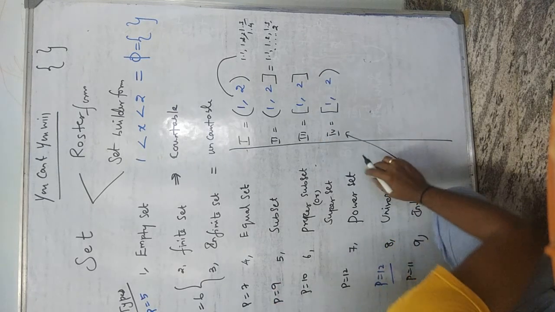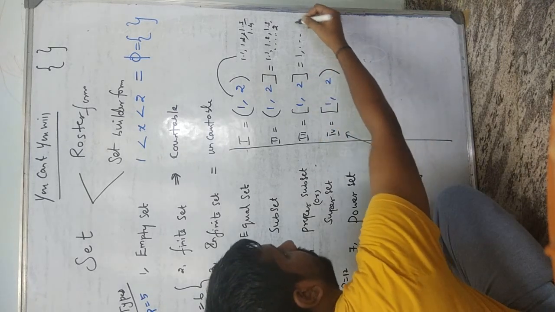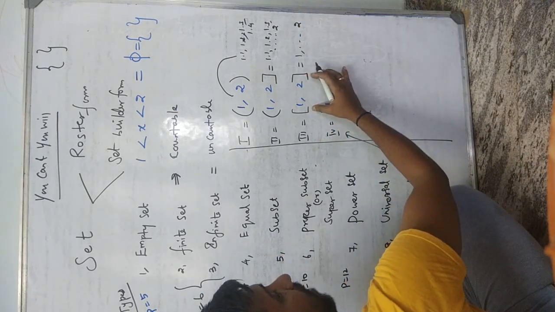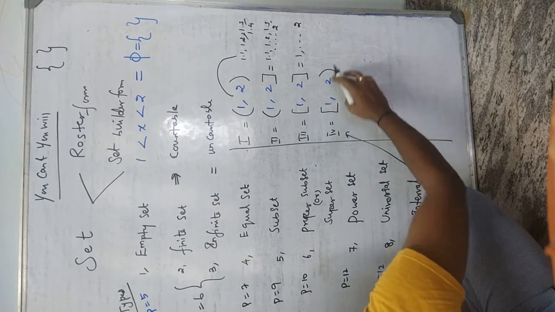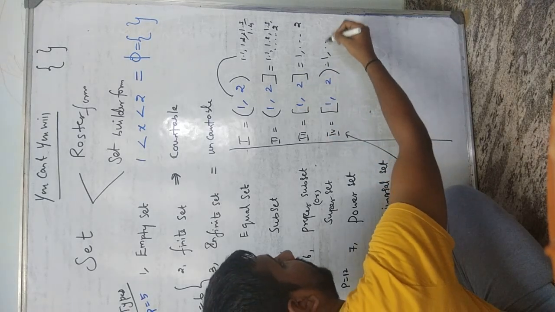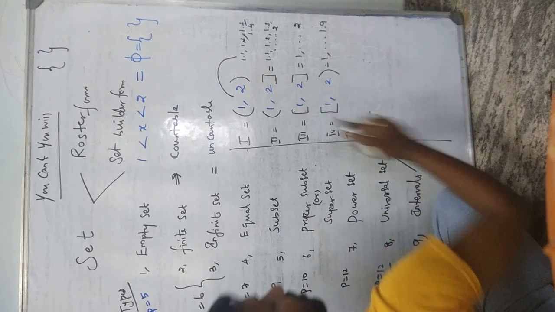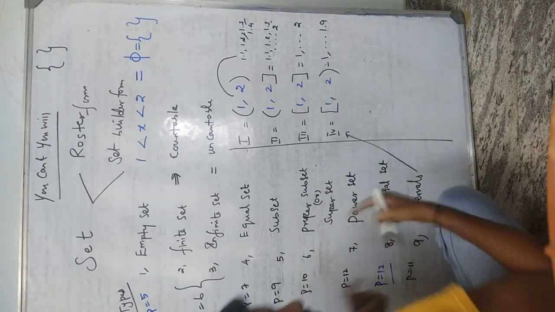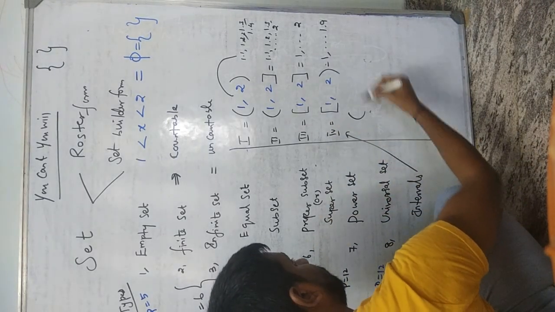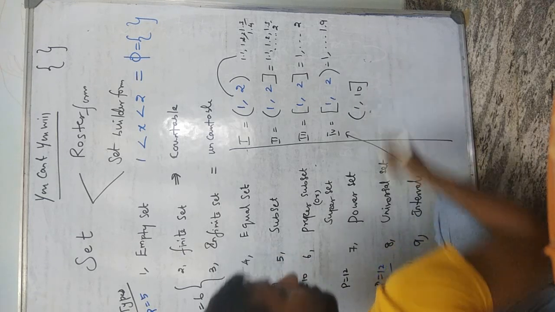Now here closed interval 1 comma 2 starts with 1 ends with 2. Closed interval you have to include. Closed and open, so starts with 1 ends with 1.9, you should not include 2. Now for your practice, I'm giving you one. Suppose this one, 1 comma 100, 1 comma 10.